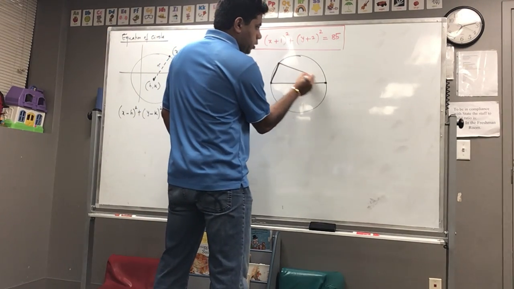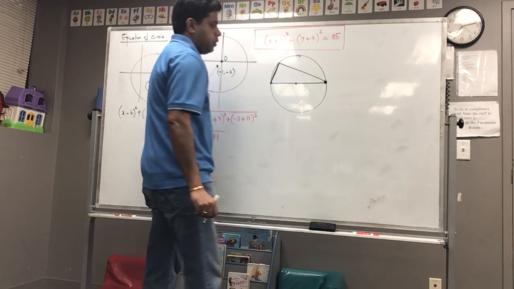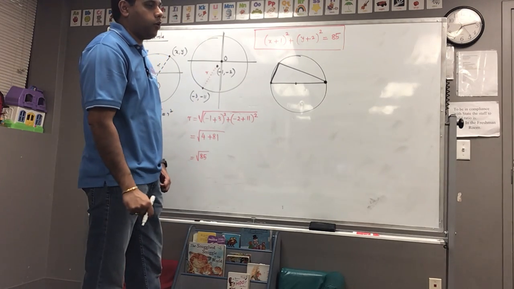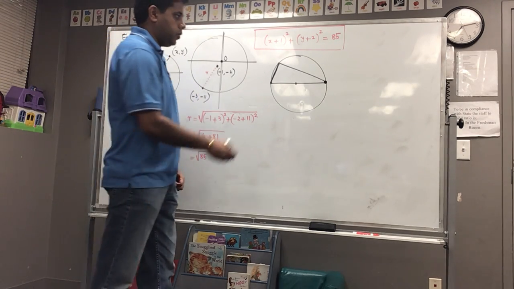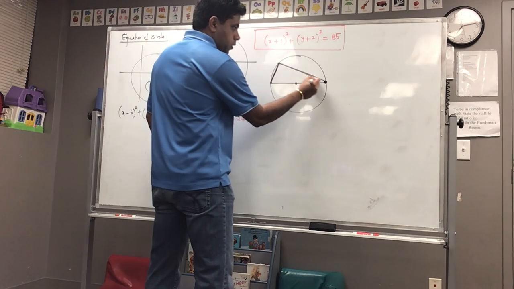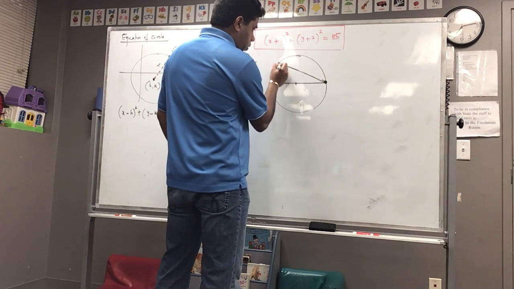What is this line called? That's a sector. What's the line called? What is this line called? Still a chord. It still is a chord, right?